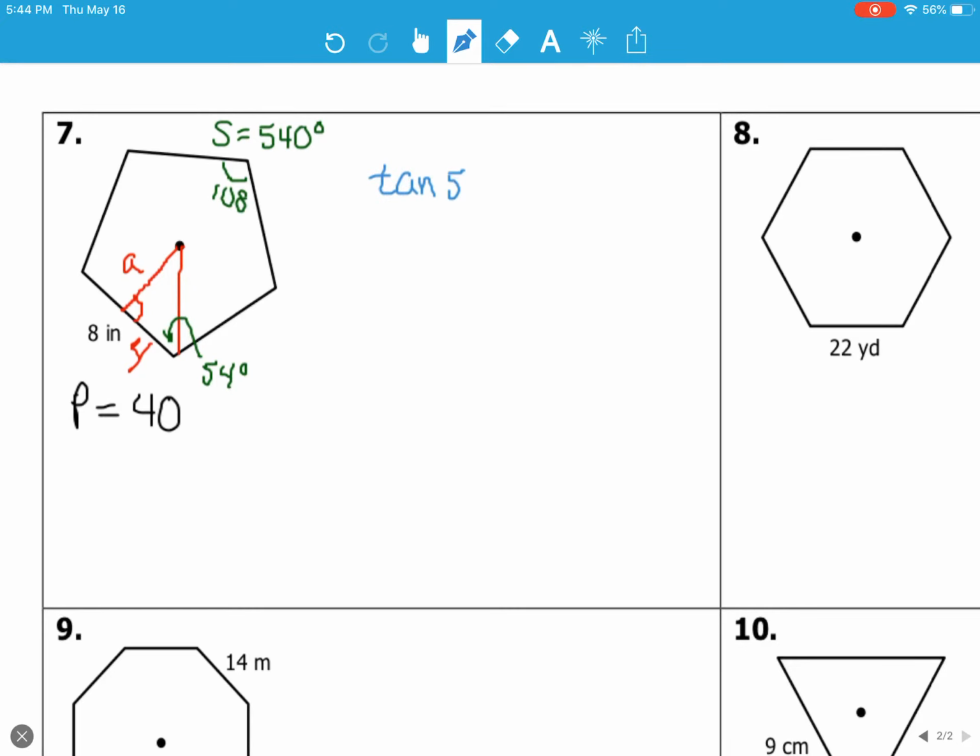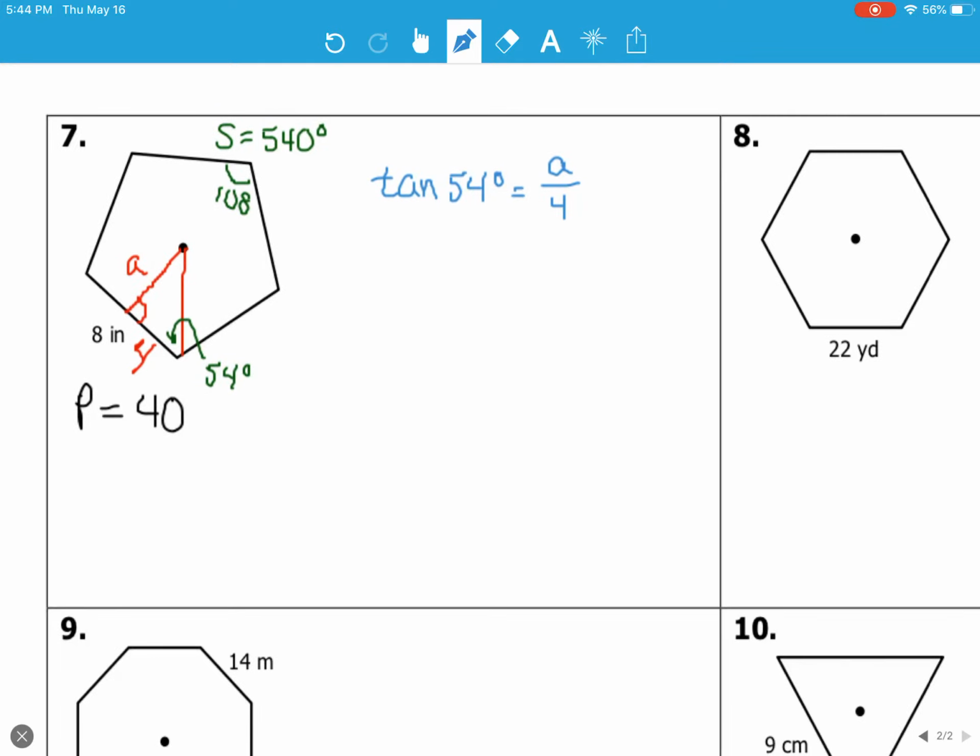Now, if you're one of those people who thinks that we are going to use tangent every single time, stay tuned, because that is not true. But anyways, tangent of 54 is going to be the opposite, which is A, over 4. And so in this case, your A value is going to end up being 4 times the tangent of 54, which is approximately 5.51.